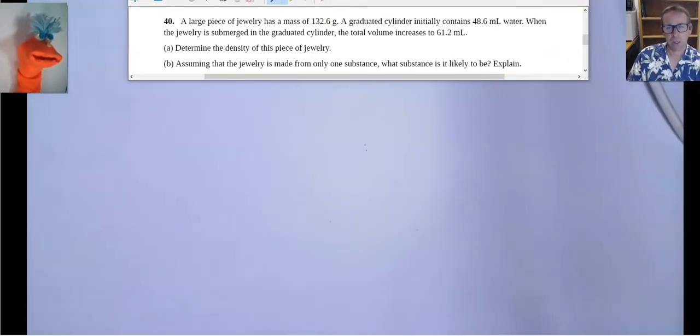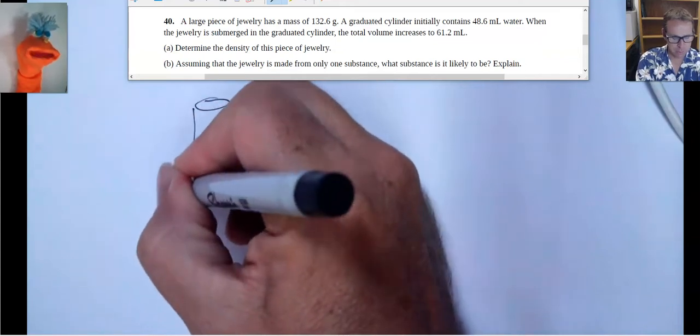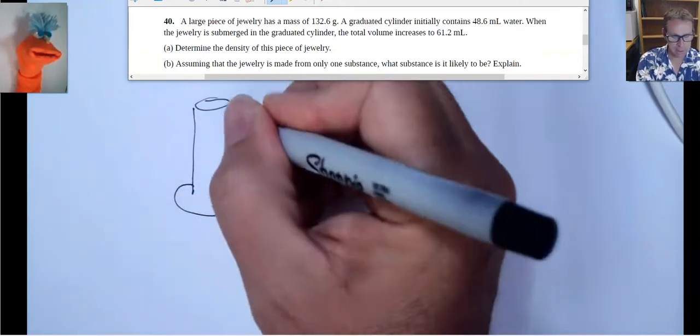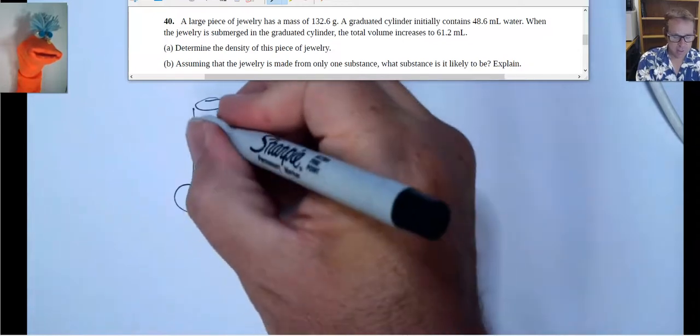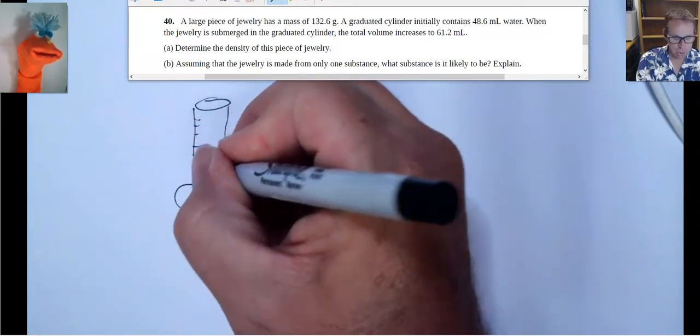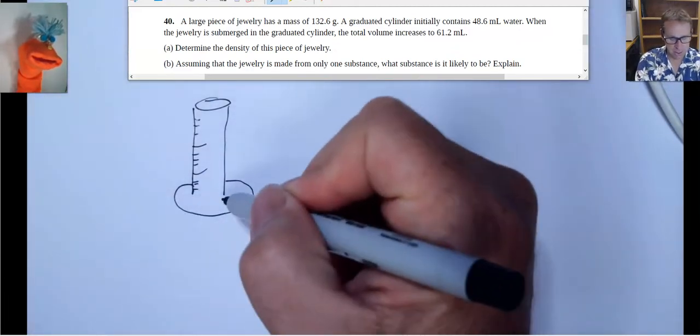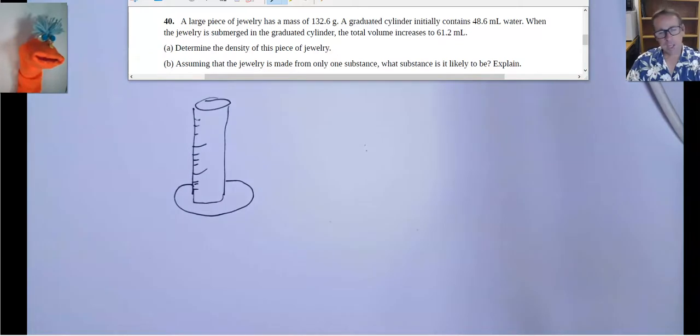You ready, Fred? I'm ready. A large piece of jewelry has the mass of that, and we have a graduated cylinder. Do you know what a graduated cylinder is, Fred? Not really. It got its degree. It graduated. That's right. The word graduated means marked. So when you graduate, we have a mark to know how much schooling or how much experience you have, right? So a graduated cylinder is a cylinder. It often has a base to keep it from spilling. And you fill it with liquid, right?